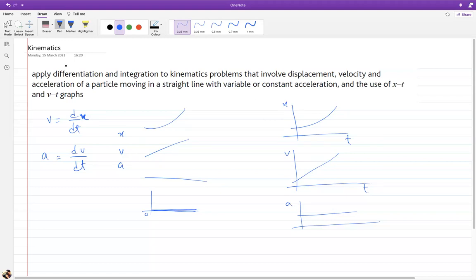Let's say in another example, they give you a graph in which this is displacement. It's a displacement time graph, and they're asking you for the velocity time graph. So the velocity time graph for this one would be a straight line. And the acceleration time graph for this one would be this, 0.